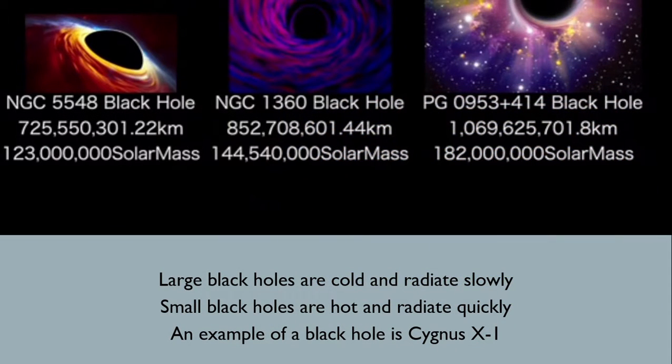All black holes do not behave the same. Large black holes are cold and are known to radiate slowly, whereas small black holes are hot and should radiate explosively. An example of a black hole is Cygnus X1, which revolves around a blue supergiant. Cygnus X1 was formed from the collapse of a massive star and is referred to as a stellar mass black hole.